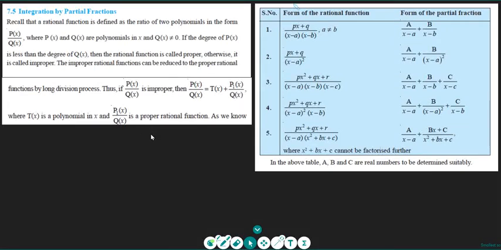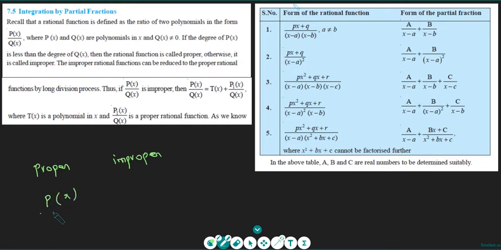Okay, so we are going to learn about partial fractions. Let's learn the partial fraction. Basically, we need to understand proper and improper fractions. There is a difference between proper and improper fractions.